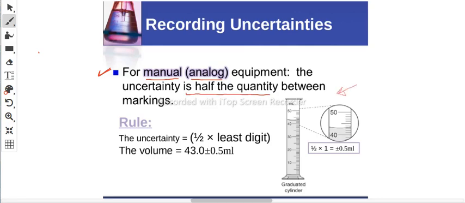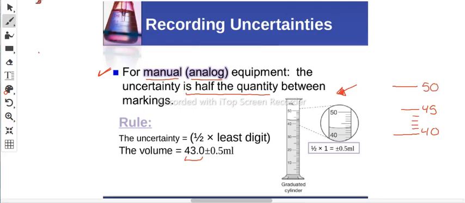In order to understand the meaning of half the quantity, let's look at the figure presented here to the right. I have a graduated cylinder which is used to measure a specific volume of solution. If I read the volume, I find that it is 43 milliliters or cubic centimeters. In order to find the least digit, I'm going to zoom in. What do we have inside the scale? I have a 40, in the middle I have the 45, and here I have the 50 as a volume. Between the 40 and the 45, you're going to find smaller scale marks.